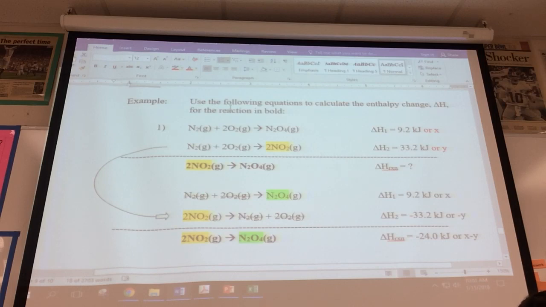It says use the following equations to calculate the enthalpy change delta H for the reaction in bold. This is the reaction we want the delta H for. I've set this up two different ways because if the numbers weren't that user-friendly on the AP exam, you would be more apt to see X's and Y's.